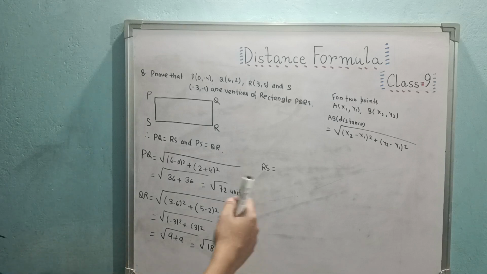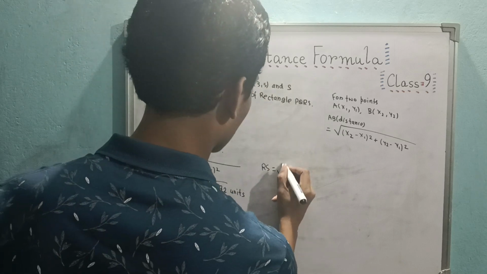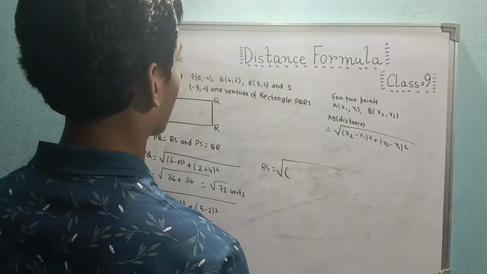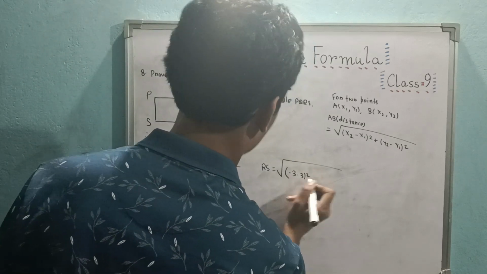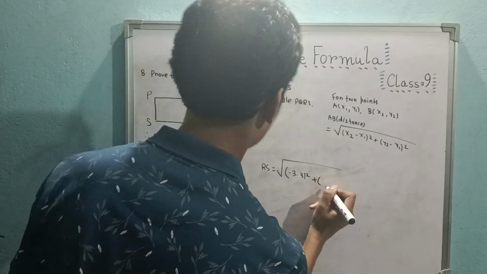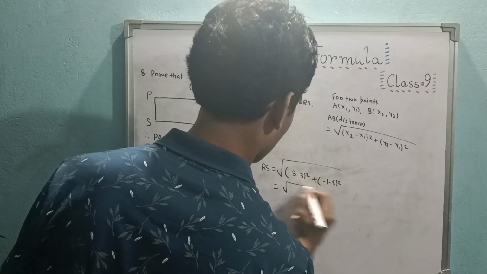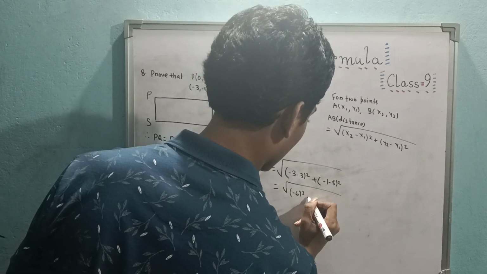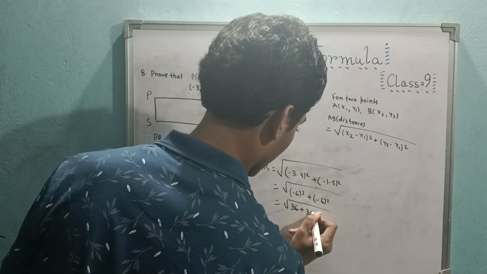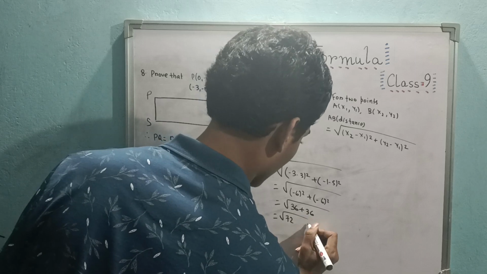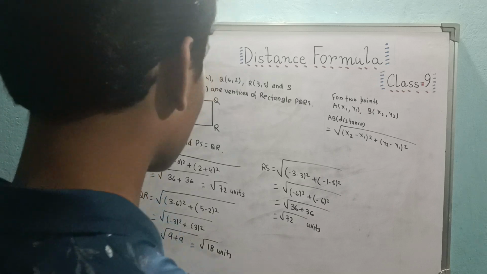Okay, RS is the distance between R and S. With x1, y1, x2, y2, RS equals root of (x2 minus x1) whole square plus (y2 minus y1) whole square, which is root of (minus 6) whole square plus (minus 6) whole square, equal to root of 36 plus 36, equal to root 72 units. RS is done.